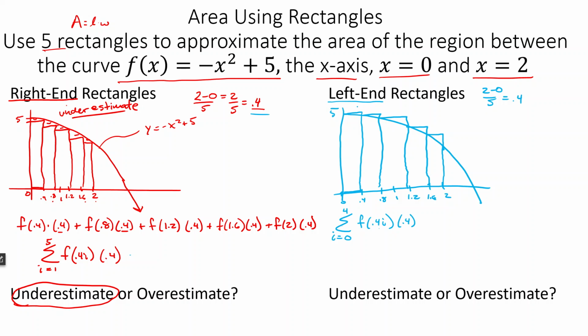This one is going to get all this little extra area from each one. So this one is going to be an overestimate. So we're getting more area than we actually need. All right, but between the two of them, if we kind of average them or something, we get even closer. And that actually gives us something called the Trapezoid Rule, which we'll look at later.